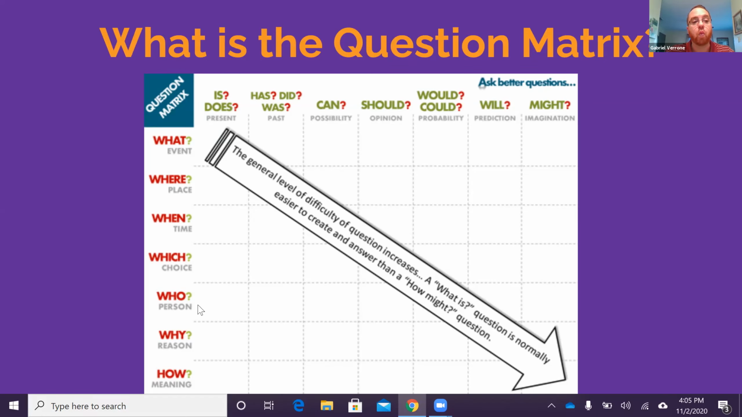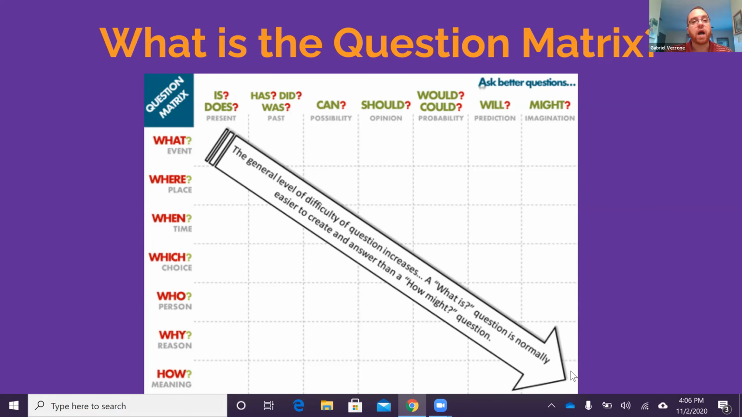Then when you pair those with the y-axis, what, where, when, which, okay? So what is happening in this story is a relatively easy question, right? What might happen if this character did this instead is much more difficult, right? Then if you say, well, how might this story change if these conditions change, right? That then is the most suppositional, requires the most forward thinking and imagination on the part of the student, okay?